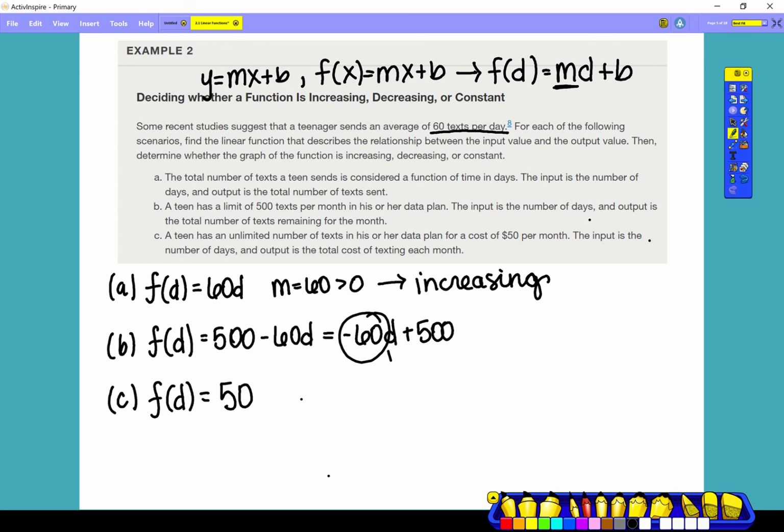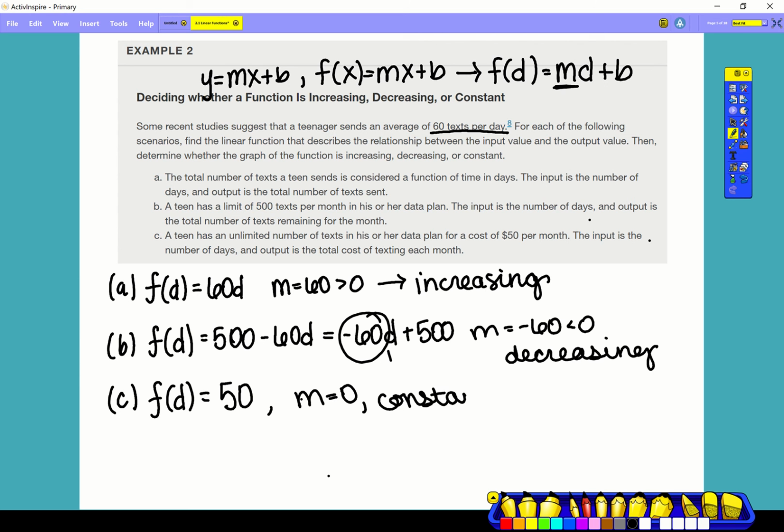Here, notice we have negative 60. That's less than 0, so it's decreasing. Notice here we don't have a d, so our m is equal to 0. It is constant.